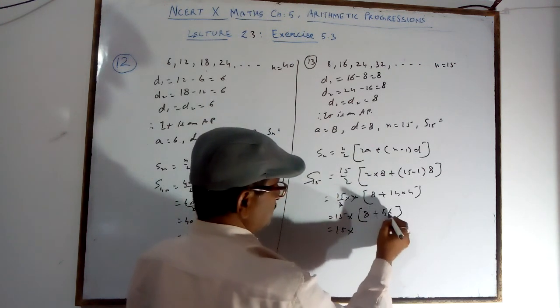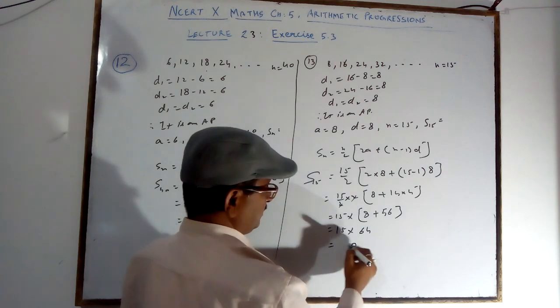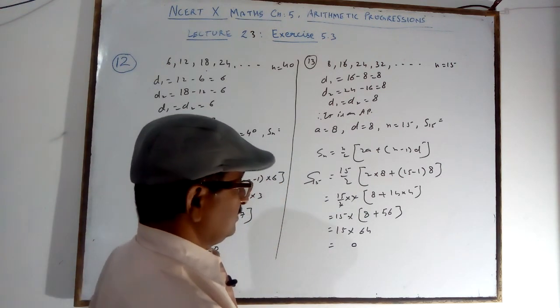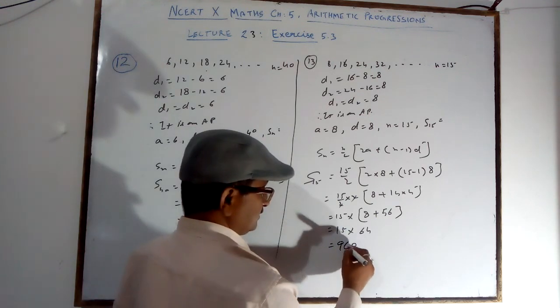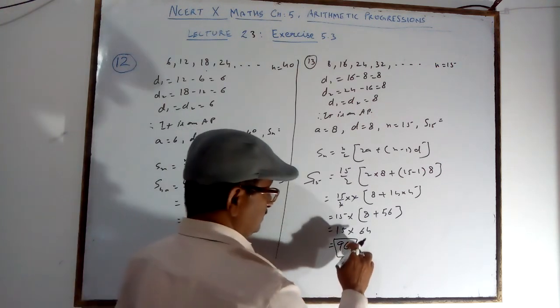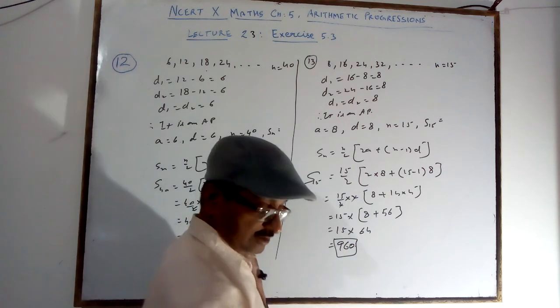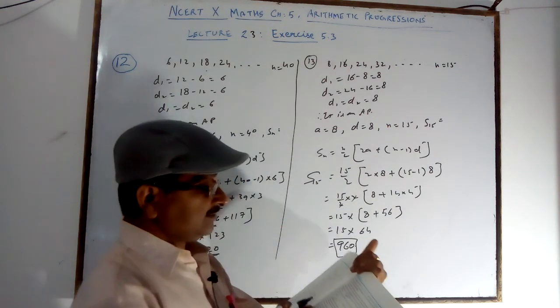15 into 64: 15 fours are 60, 15 sixes are 90, and 96. This is your answer: 960. 960 is your answer. Very simple. Next question is given.